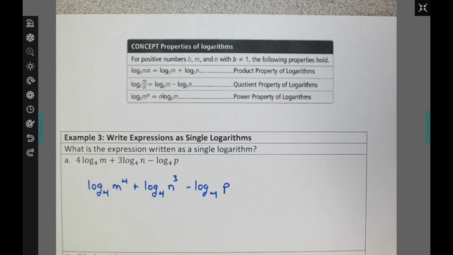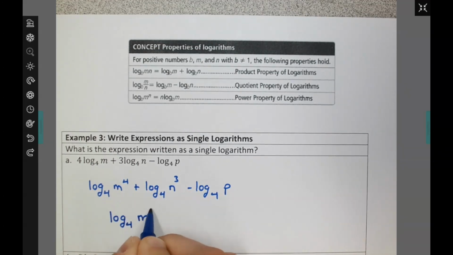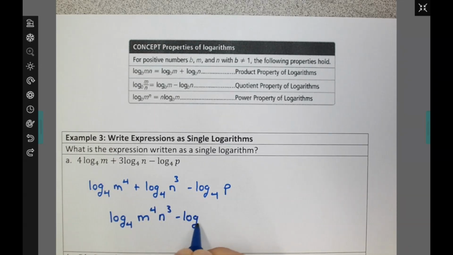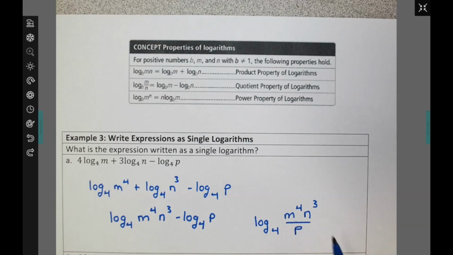From there, we work left to right. So addition is going to turn into multiplication. So this turns into m to the 4 times n to the 3. And then finishing it up, since we have subtraction going on, we can turn that into division. So my final answer as one log is log base 4, m to the 4, n to the 3, over p.